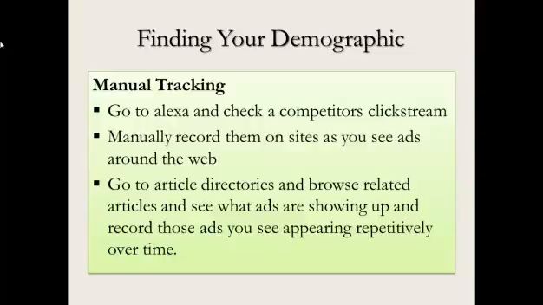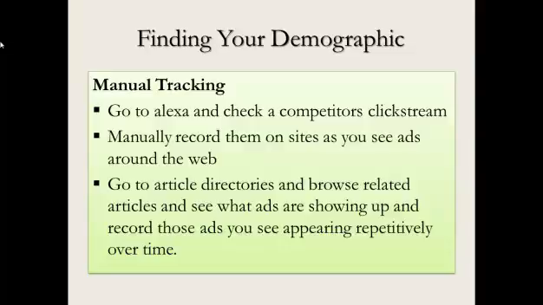And the way we can do that is by doing it two ways. We can do it first by manual tracking. We can go to Alexa and check out a competitor's clickstream. There is a tab in Alexa called Clickstream, and we want to look at their upstream. An upstream is the website that they were on before they landed on your competitor's website. So we can see how people are getting to the competitor's website. We can manually record them on sites as we see their ads around the web.